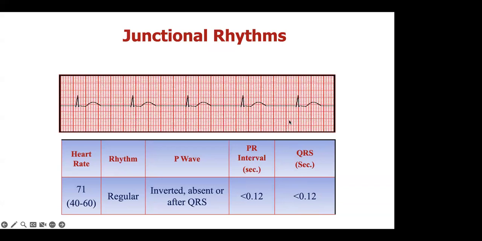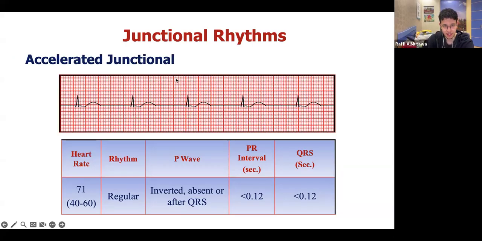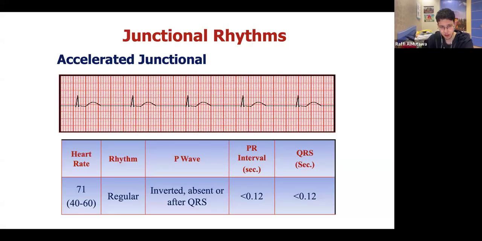Okay. So let's see this. Someone said no P waves. The QRS is not wide here, but there's no P waves. What about the rate? Is it high, low? Is it regular, irregular? Someone said a very interesting word, JTAC. So this is technically called accelerated junctional rhythm.